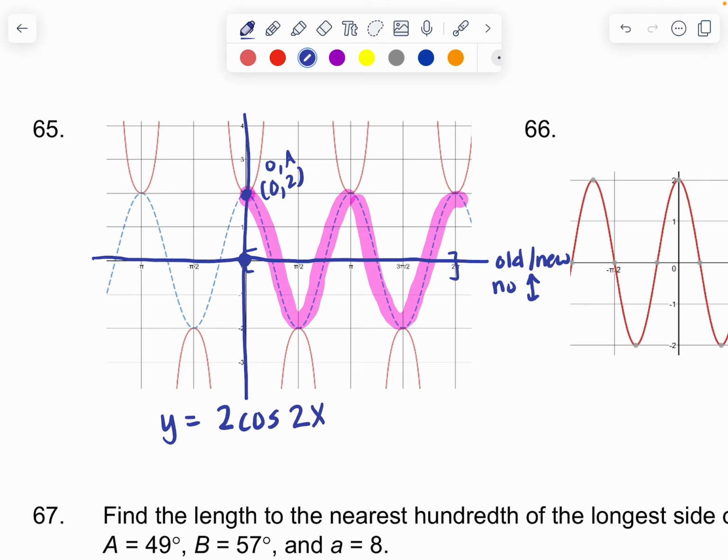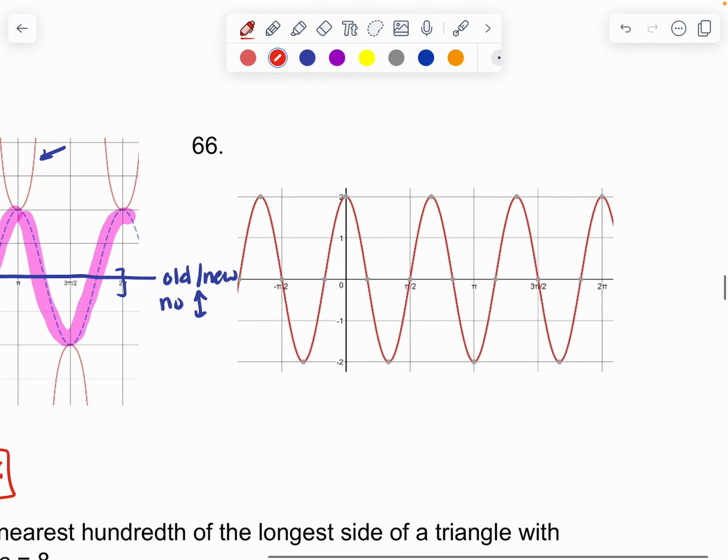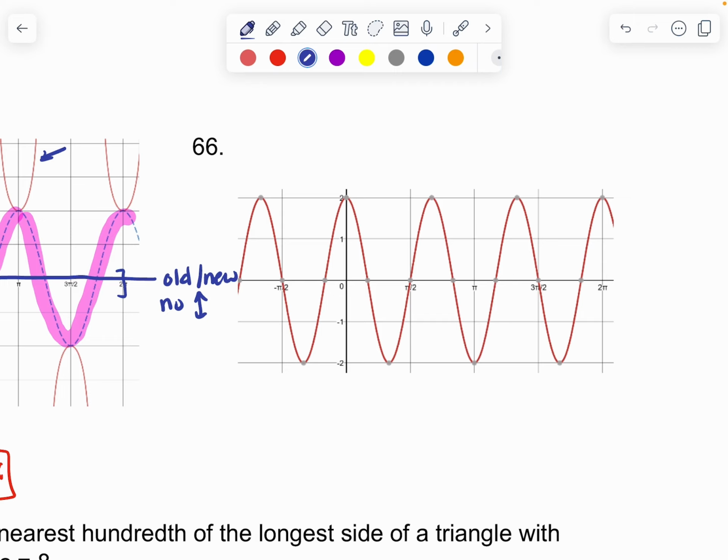There was no up and down, no right and left, but I'm not done yet, right? That's not actually the graph I'm looking for. I'm looking for this red little dude, okay? So that one is going to be the flip of cosine, which is actually secant. So it'd be 2 secant of 2x. All right, number 66. Again, let's split this thing. Split it in half.